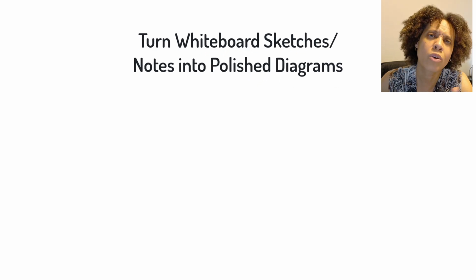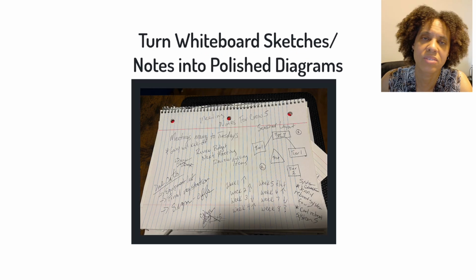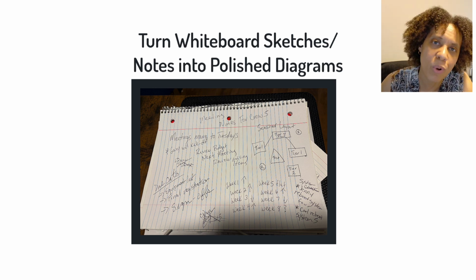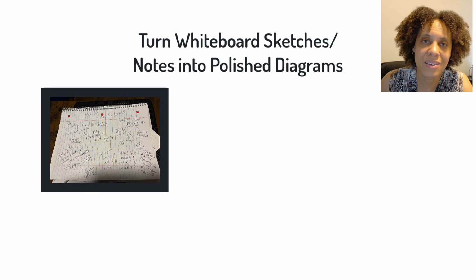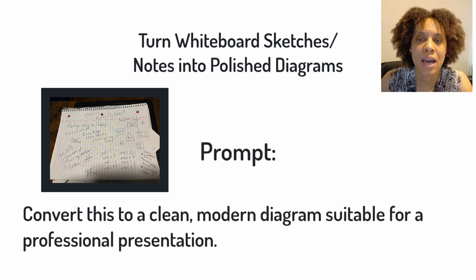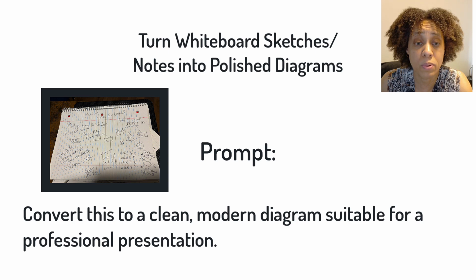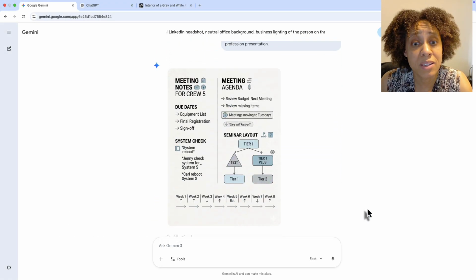The next one is turn whiteboard sketches or handwritten notes into polished diagrams. Now, say you have a monstrosity like this thing I wrote up, for example, or maybe you have a whiteboard that a bunch of people are writing different notes on. Well, I plugged in this prompt. Convert this to a clean, modern diagram suitable for a professional presentation. And when I plugged that into Nano Banana, it gave me a diagram.